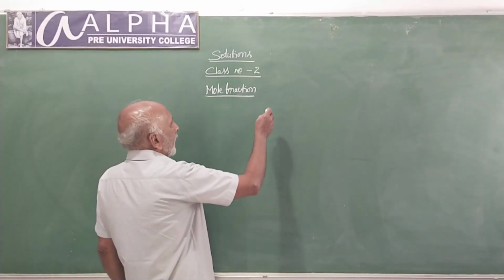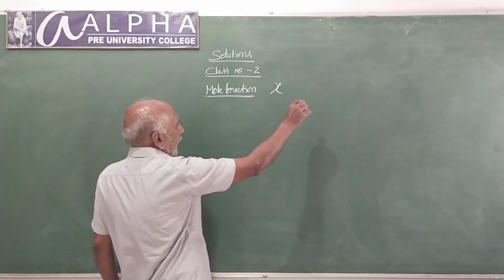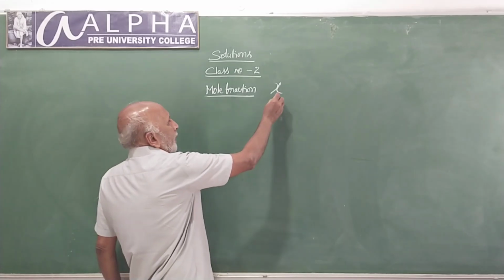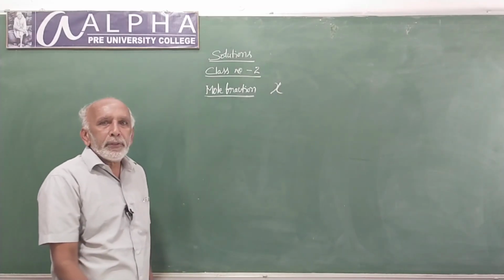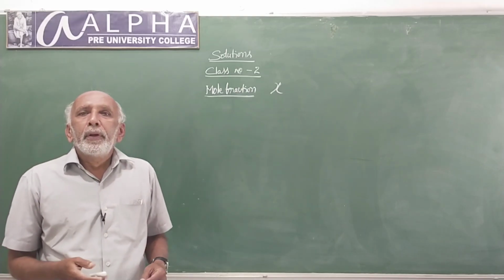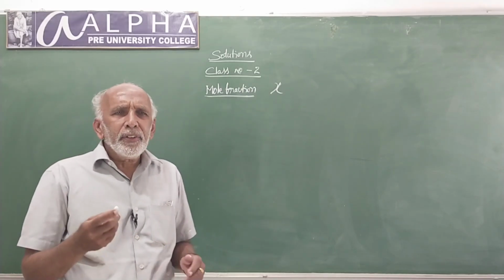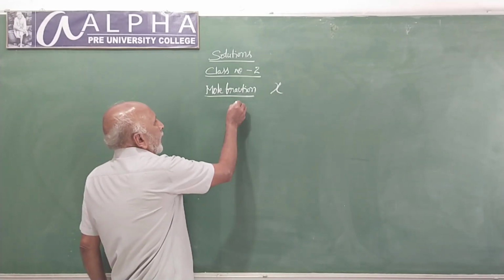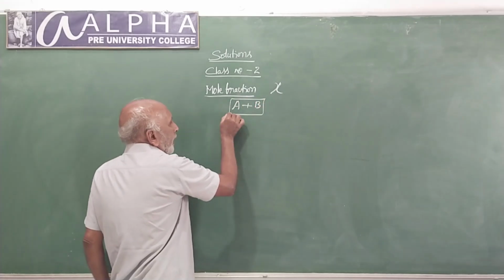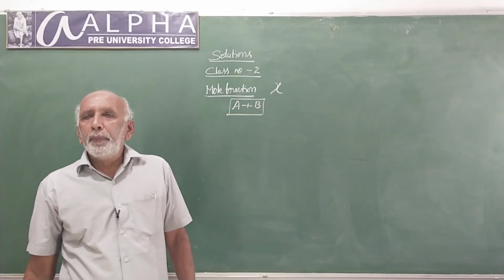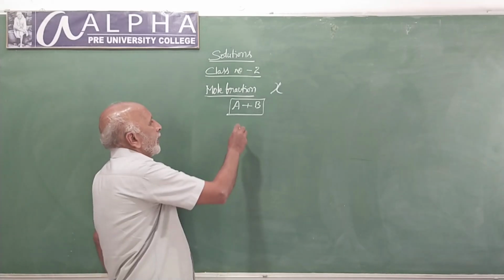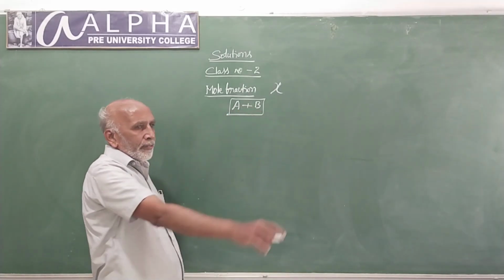This mole fraction is denoted by the letter chi. It is not x, it is termed as chi. Chi stands for mole fraction. Consider a solution made up of two components A and B, of which one will be the solute, another solvent. Consider A is solute, B is solvent.